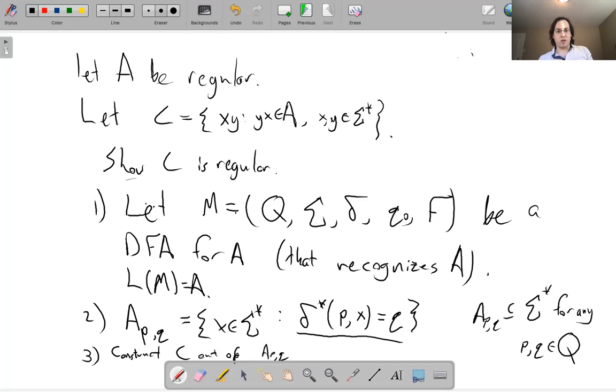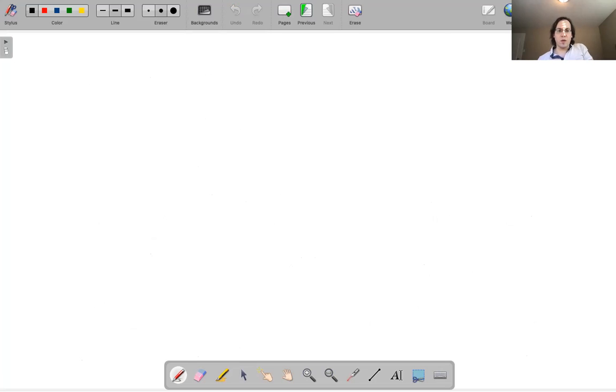Okay, so let's quickly do this for C. How would we construct C? So let's write again. What is C here? How do we construct C?